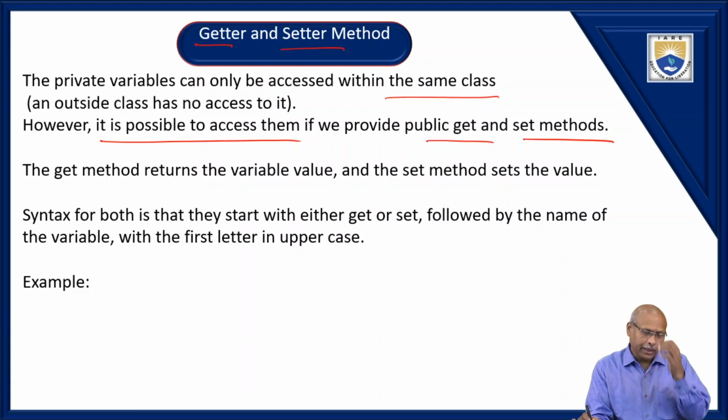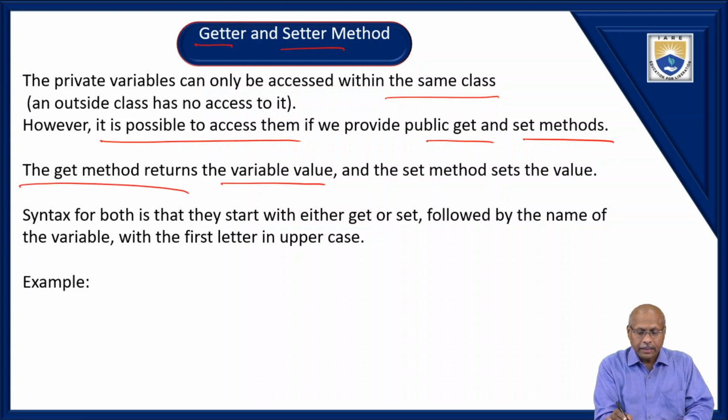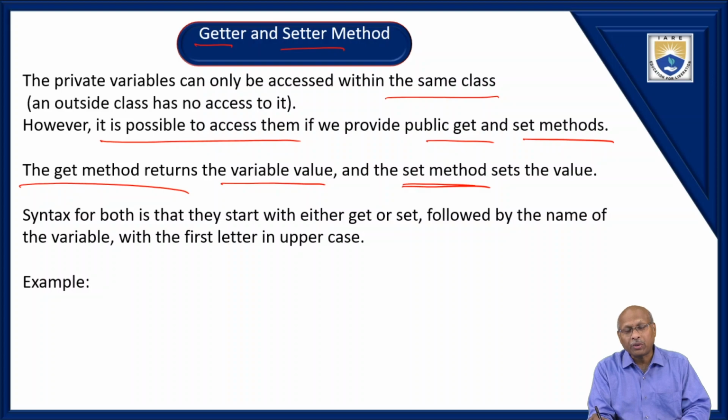So in object-oriented programming, there are special methods called getter and setter methods. The get method returns the variable's value. That means whatever the value is, if you want to return it, then you have to use the getter method. If you want to update or change it, then you have to use the setter method. The set method sets the value, because generally private variables are not accessible by outsiders. So if you want to access or change them, always use the get method and set method.